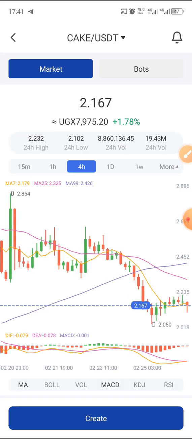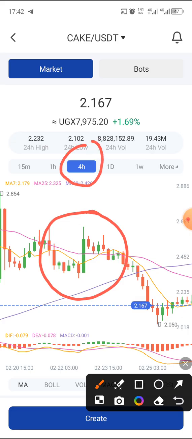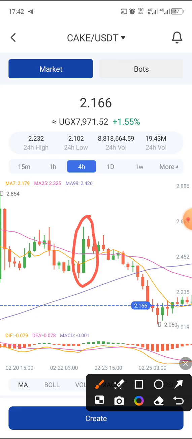You see? Let's try to look around here. We are in a 4-hour time frame, and this is how the market looks like. When you are in a bigger time frame, you'll never know that in a shorter time frame, people make money every passing minute, because for this candle to close, it takes 4 hours.